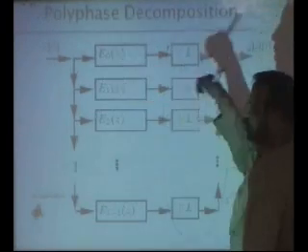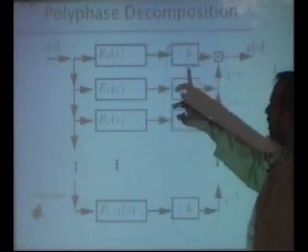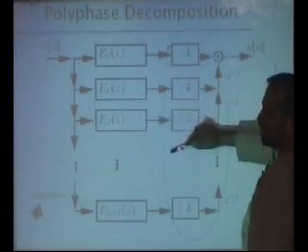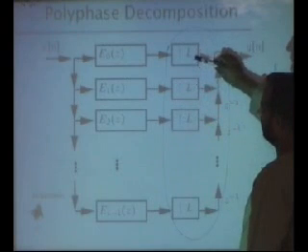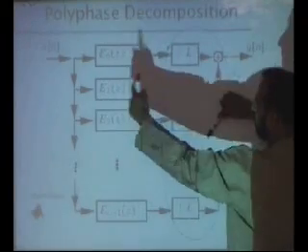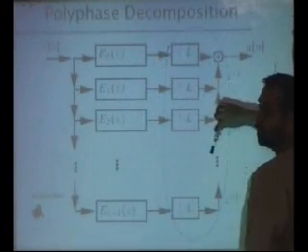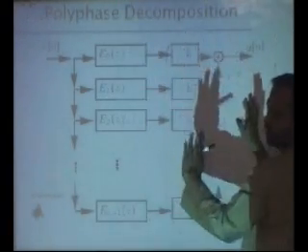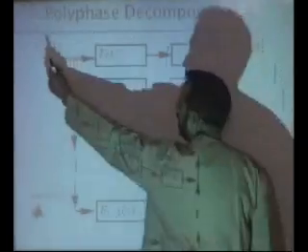So out of 1 produce 4. One sample comes in, you produce 4 samples, then use a switch to pick this first, then this, then this, then this. For every one sample you produce 4 samples, and there are no zeros in the system. This is just x of n.